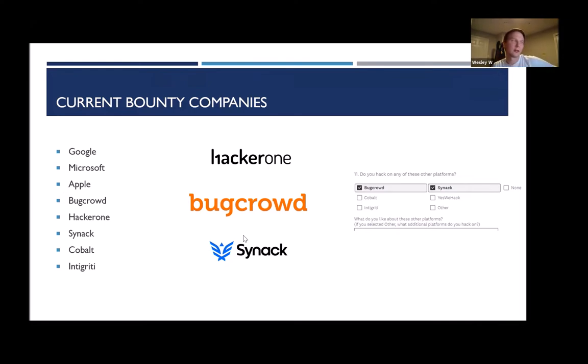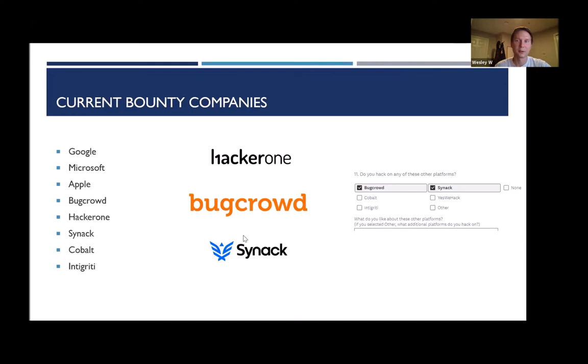Some companies are doing their own bounty programs, managing it themselves. So that would be companies like Google, Microsoft, Apple. If you find a vulnerability in Google, you can report it through their bug bounty program, and they host that themselves. They'll review it themselves and they'll pay you themselves. Same for Microsoft, same for Apple.